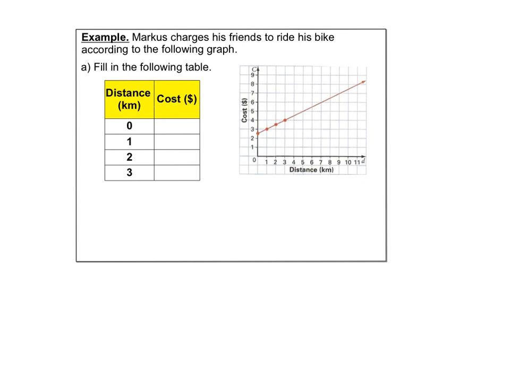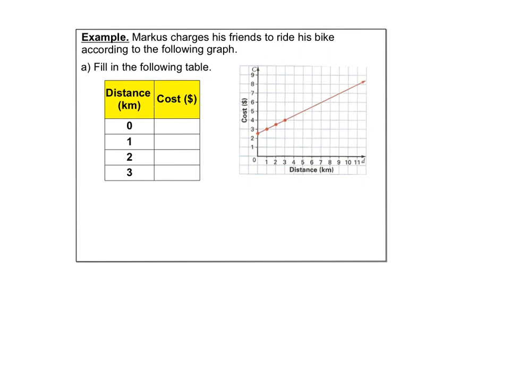In this example, Marcus charges his friends to ride his bike according to the following graph. A. Fill in the following table. So we don't have an equation here. What we do have, however, is a graph. So if we read the graph, we can fill in the table.